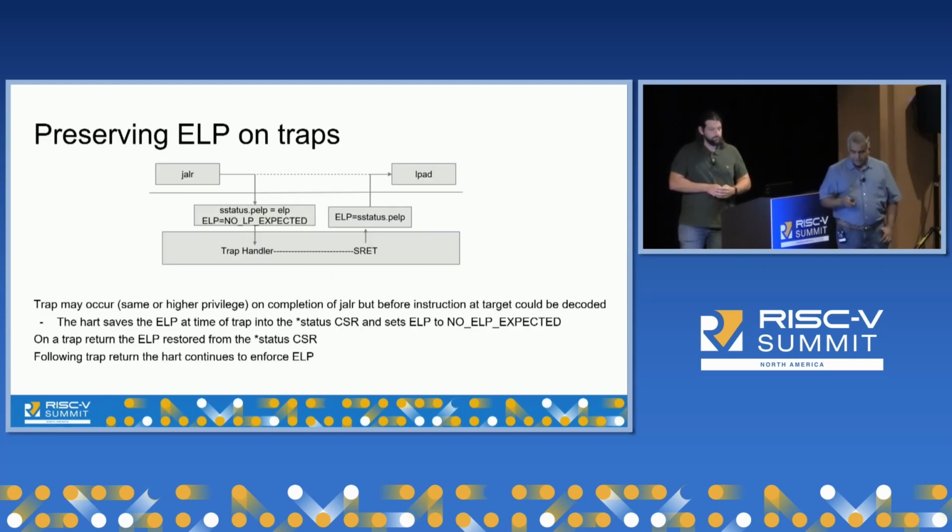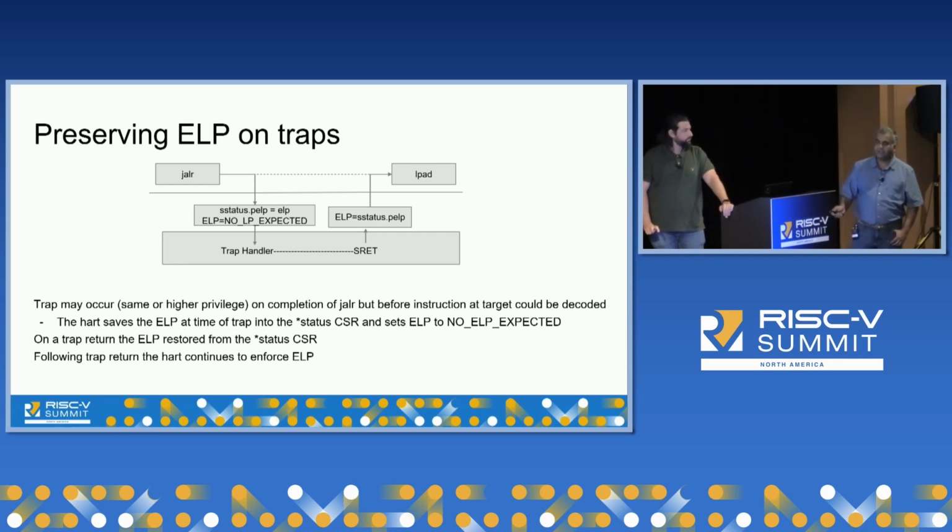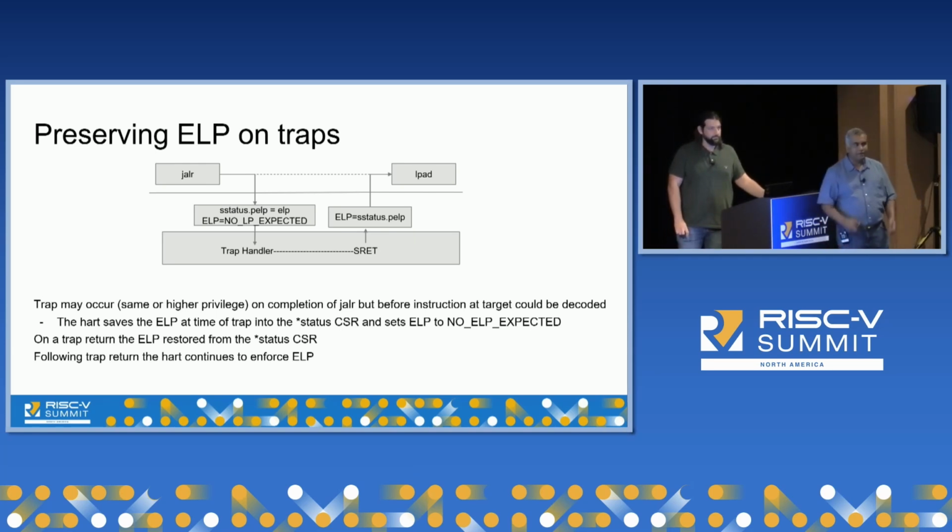Now, as I said, there's a small state machine in hardware. So when the indirect call or jump executes, it sets that state to landing pad expected. But between the jump and the target instructions, a number of asynchronous events can happen. So you could take an interrupt, you might have a breakpoint, or you might take a page fault because the page that holds the next instruction is not mapped. In that case, we cannot lose the state machine state.